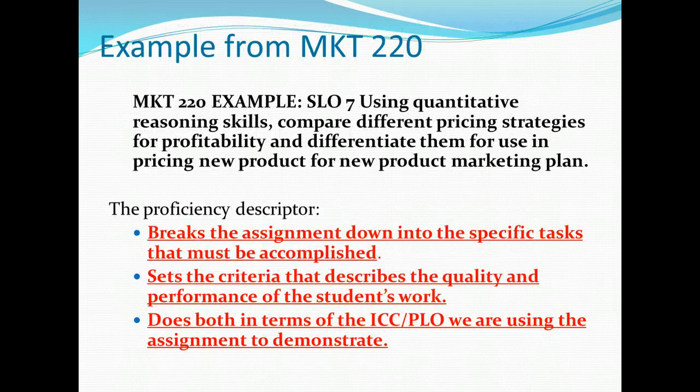So as an example for Marketing 220, here we're really looking at the SLO 7, which is using quantitative reasoning skills, tied right back in to the ICC and PLO: compare different pricing strategies for profitability and differentiate them for use in pricing a new product for their new product marketing plan. So you can tell that this assignment is very well tied to the pricing of the 4 P's of marketing.